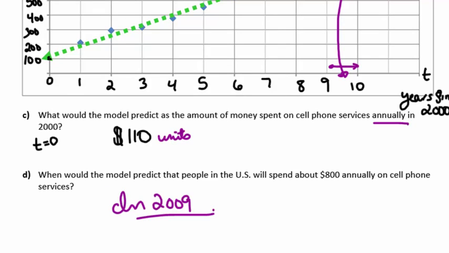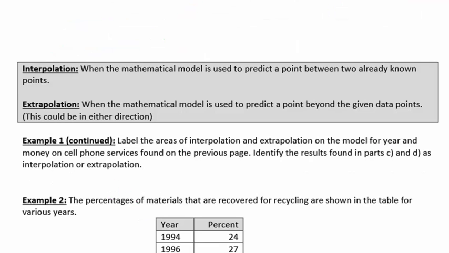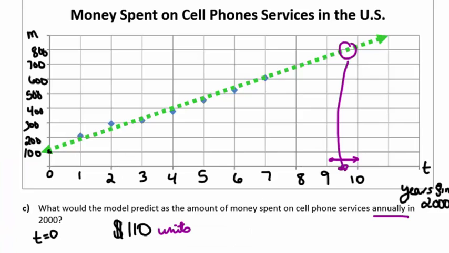Let's take a look at the next page. The next page has two definitions for us, interpolation and extrapolation. Interpolation is when you make a prediction that is in between two known data points, and extrapolation is when we make a prediction that's outside the data points. So we're going to go back to the previous graph and label the areas of interpolation and extrapolation for the cell phone services.